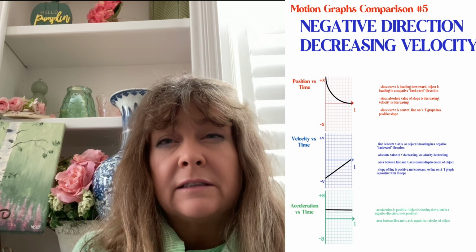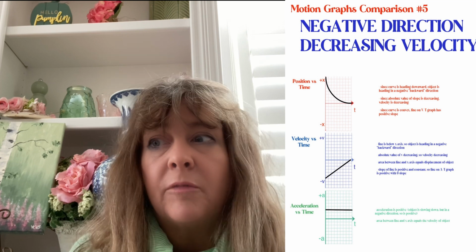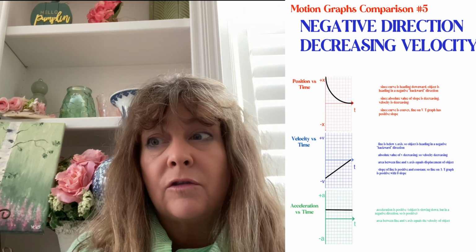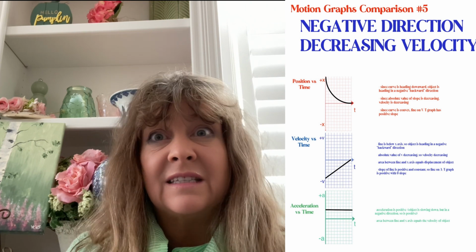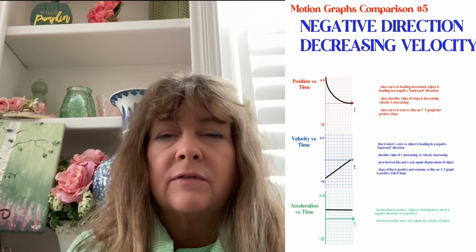So now here, this gets kind of confusing when you're heading backwards, slowing down. The acceleration is actually positive. The object is slowing down, but it's heading in a negative direction. So the acceleration is actually positive, even though the velocity is decreasing. And then the area between the line and the x-axis equals the change in velocity of the object.